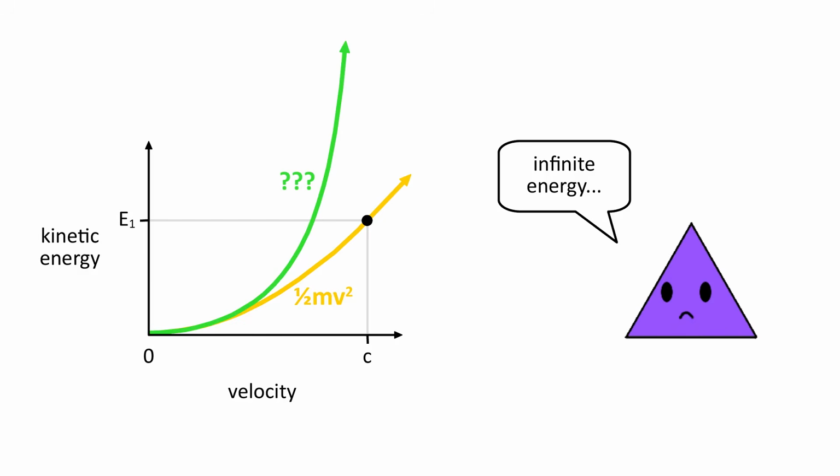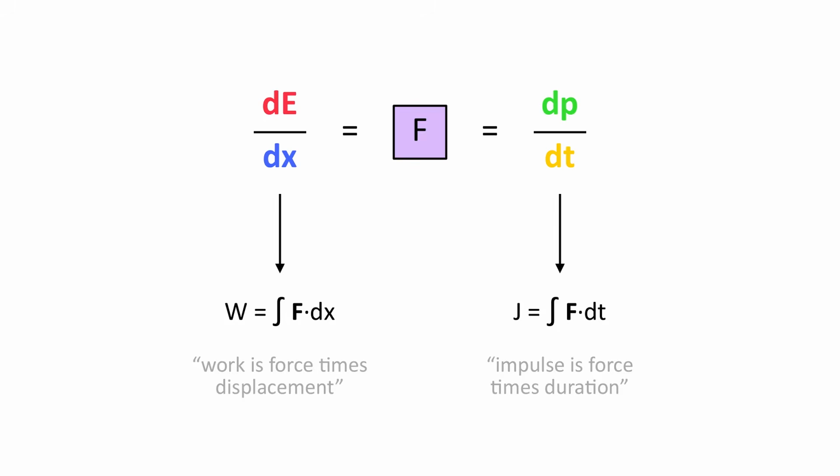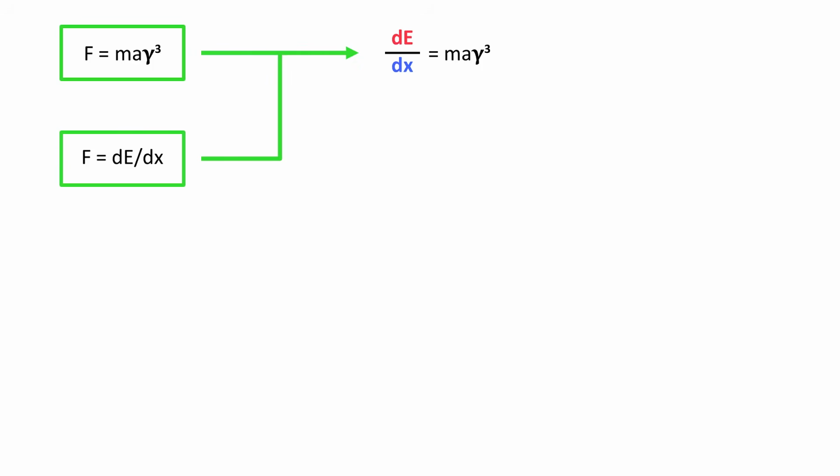To find the exact formula, the process is shockingly similar to momentum. You see, in addition to being the rate of change of momentum over time, force is also the rate of change of energy, but over space instead of time. You're probably more familiar with the integral form, where work is force times displacement, but I prefer derivatives. To solve this equation, we'll multiply both sides by v.